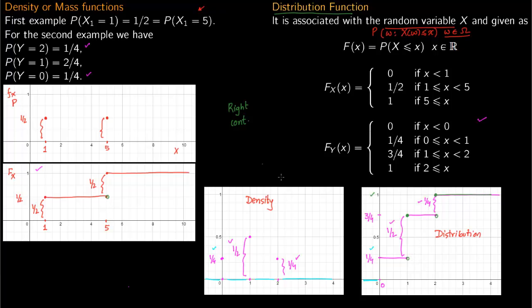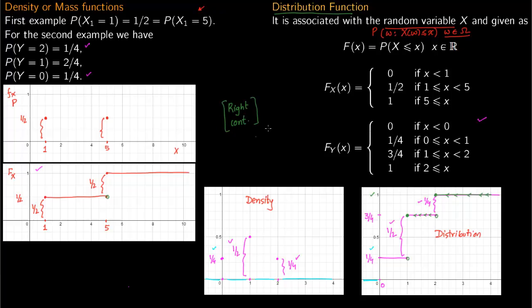So right continuity means that if I go from the right side, I do not encounter a hole. I get the value of the function. Similarly, if I go from here, I do not encounter a hole. I get the value of the function. So this is called right continuous.